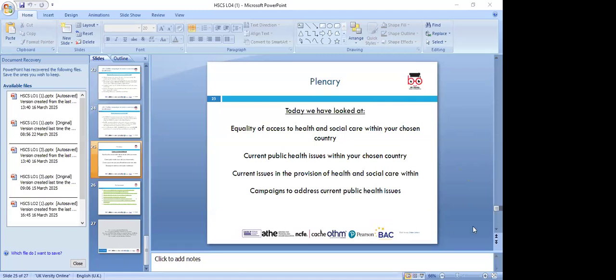Okay. Then we have current public health issues within your chosen country. When we say chosen country, I would recommend that if you are doing your assignment, look into the UK as a chosen country. It's better for you because you are in the UK. And current issues in the provision of health and social care, and then campaigns to address current public health issues. I mentioned the Change4Life campaigns and all that. There are a lot of campaigns that address the public health issues within the country. We know the issues that confront us.